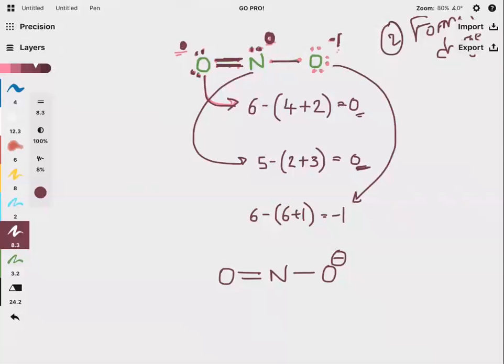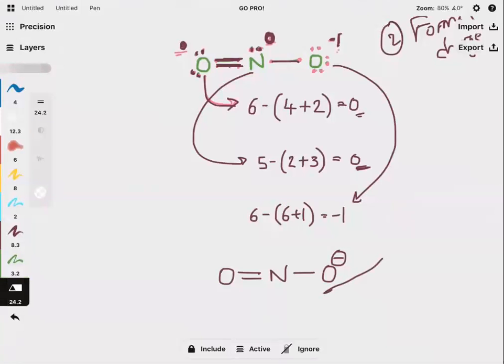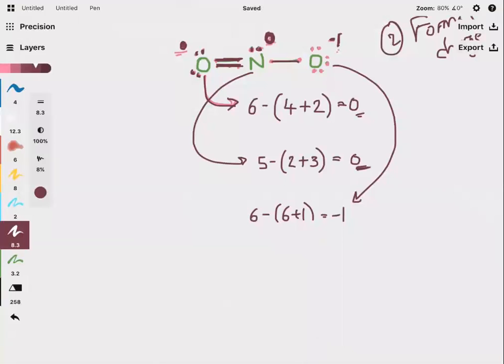Now, if in your test or quiz you're asked to draw out the resonance structures of whatever compound is given to you, the easiest way to draw out resonance structures is to simply push electrons, okay? You're pushing electrons from where they're found, away to somewhere else. So let me redraw this again.